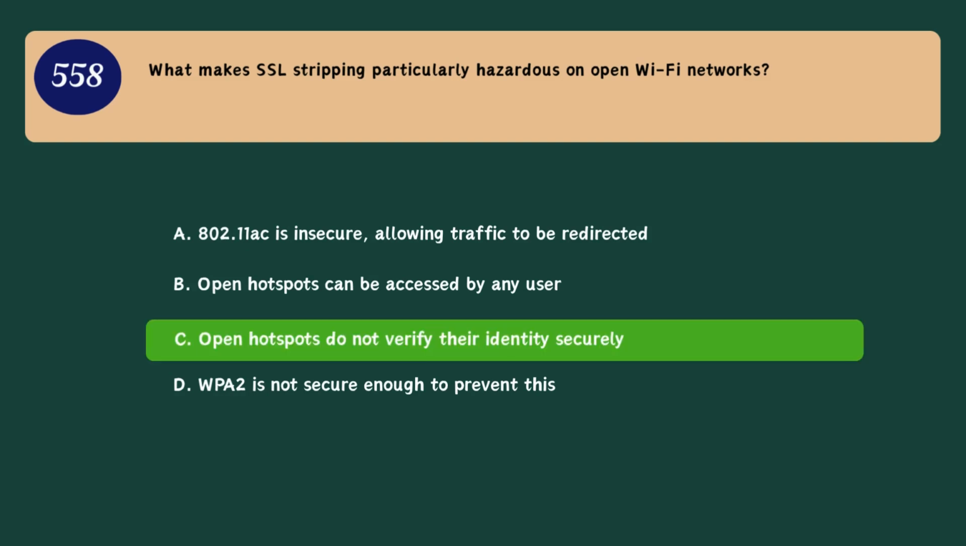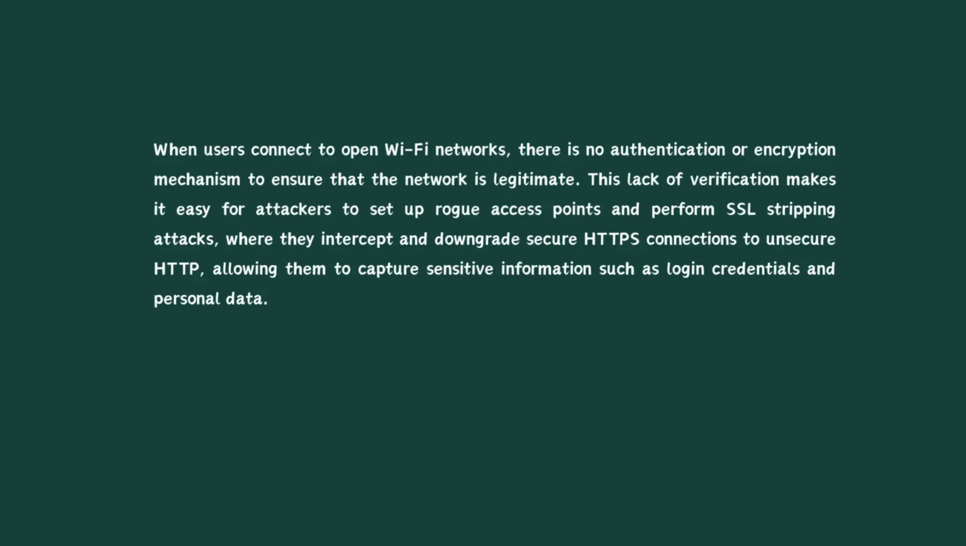Correct answer, C. Open hotspots do not verify their identity securely. When users connect to open Wi-Fi networks, there is no authentication or encryption mechanism to ensure that the network is legitimate. This lack of verification makes it easy for attackers to set up rogue access points and perform SSL stripping attacks, where they intercept and downgrade secure HTTPS connections to unsecure HTTP, allowing them to capture sensitive information such as login credentials and personal data.